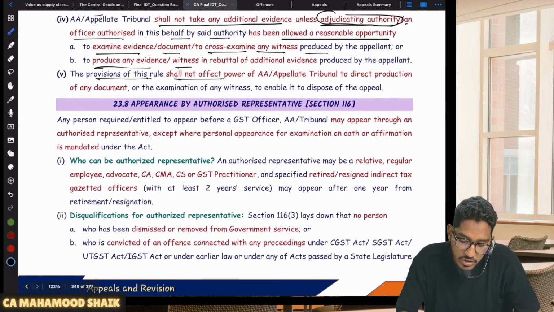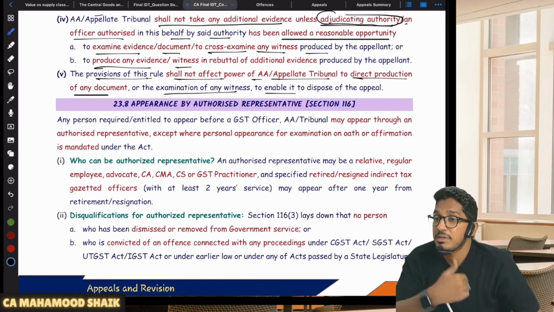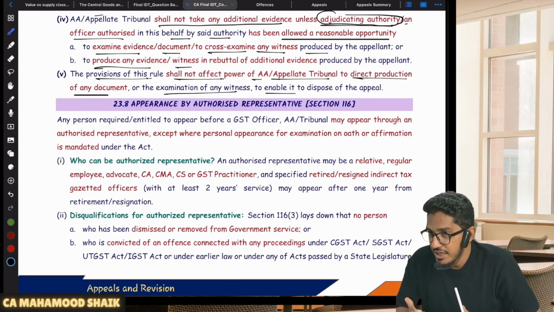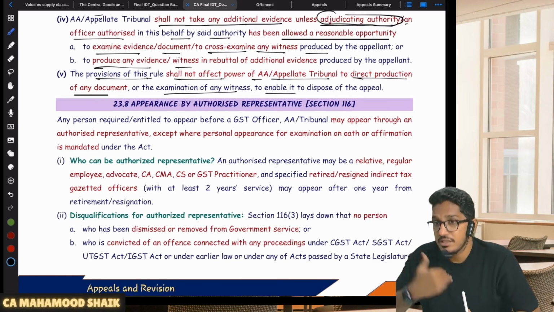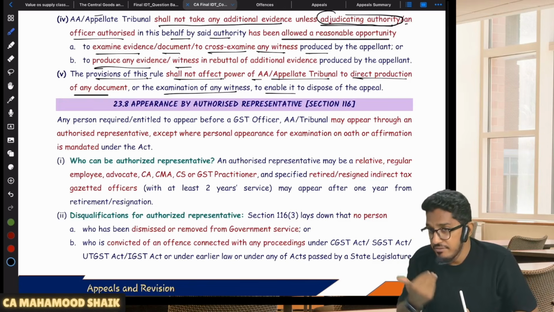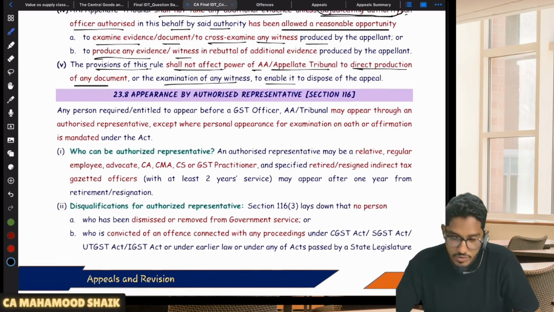The provisions of this rule shall not affect the power of AA or appellate tribunal to direct the production of any document or the examination of any witness to enable it to dispose of the appeal. When I say restriction is there, this restriction is only when the aggrieved person is producing. If that appellate authority or tribunal itself is calling for extra information, or they are calling new witnesses, they can do it. The restriction is only when the person wants to submit extra evidence. If the appellate authority or appellate tribunal themselves are asking for some extra information or calling for new witnesses, then there is no restriction, they can do it.